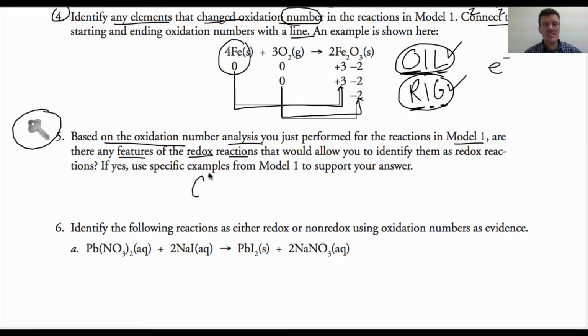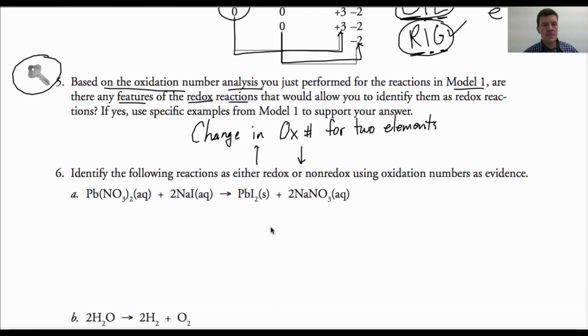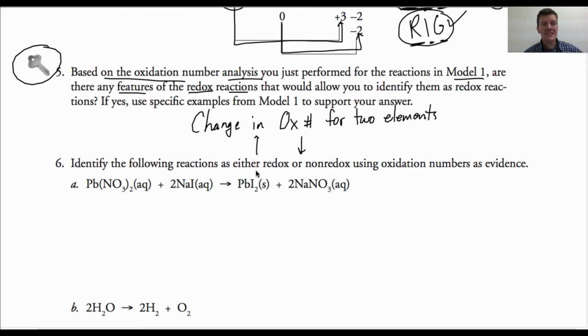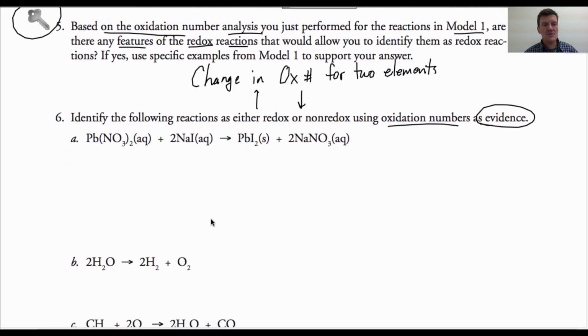Okay? So there has to be change in oxidation numbers for two elements where one goes up and the other goes down. Okay? Identify the following reactions as either redox or non-redox using oxidation numbers as evidence. So that's all we have to do. We just look and see if there's changes in oxidation numbers. Let's assign them.